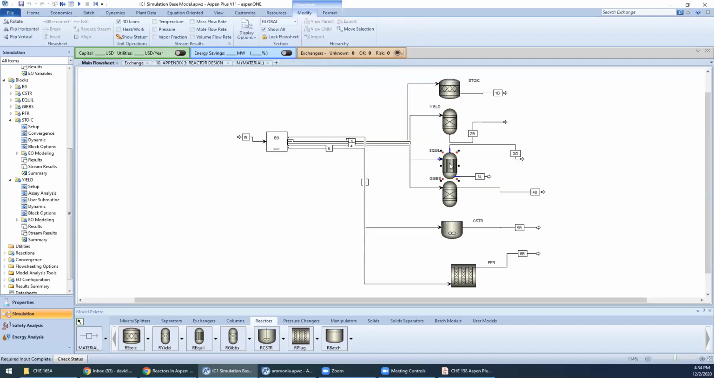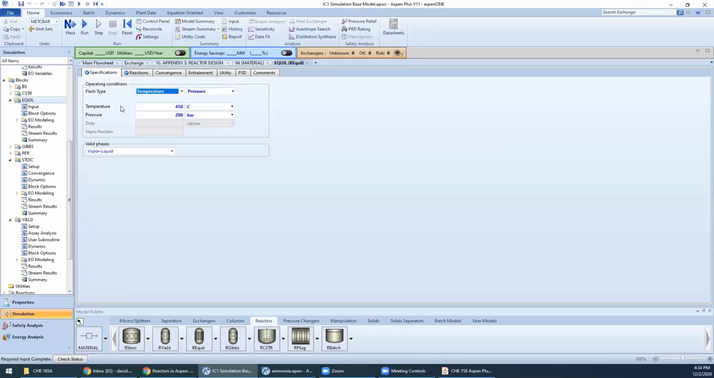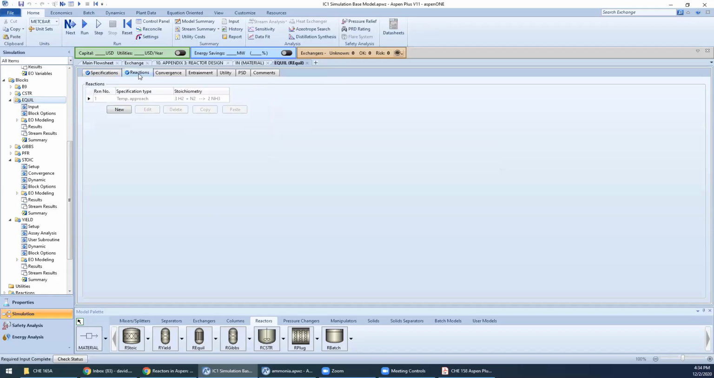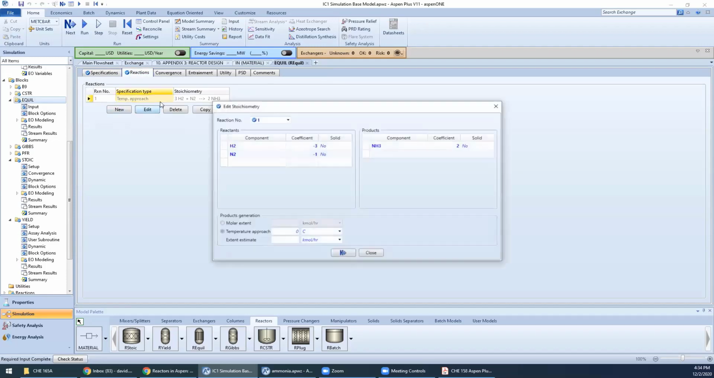The equilibrium model here. This one, again, you specify operating conditions, temperature, pressure, duty, vapor fraction. And under the reactions tab, let's edit. You get the same kind of interface here with your components. It asks if there's a solid that it should consider. If there is a solid, then other tabs might open up and you have to talk about how that will affect your equilibrium.